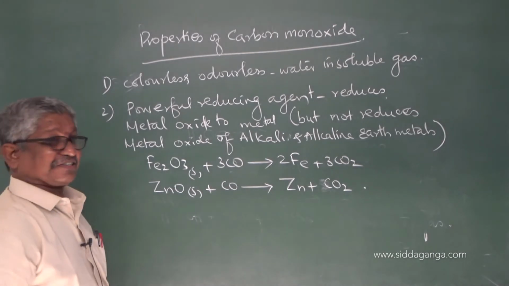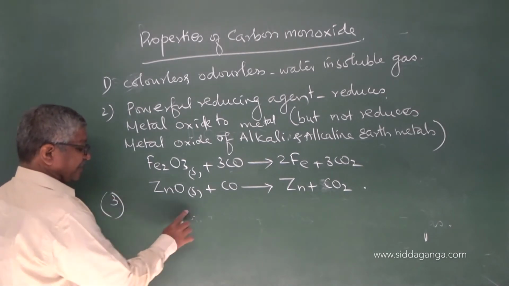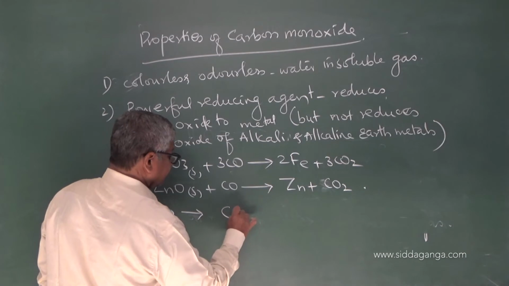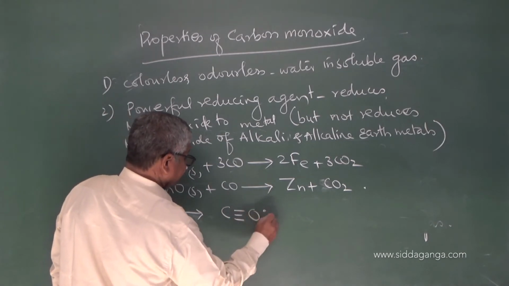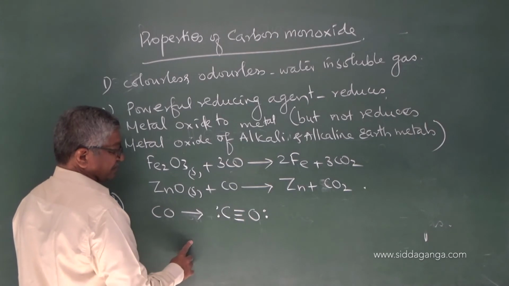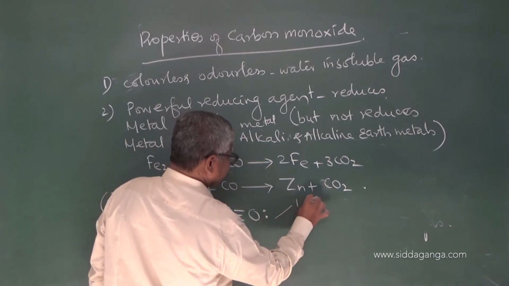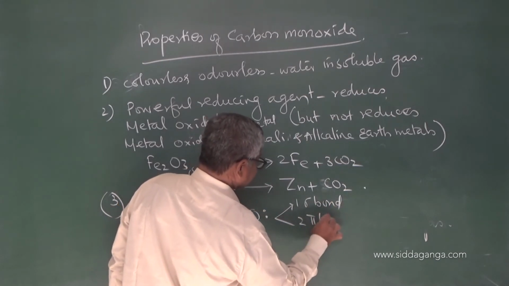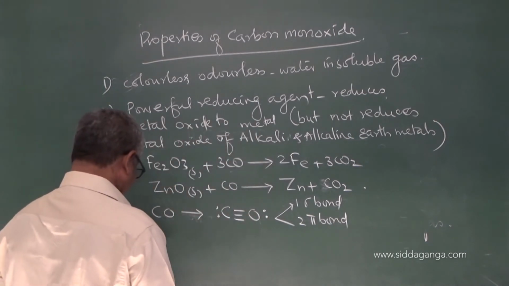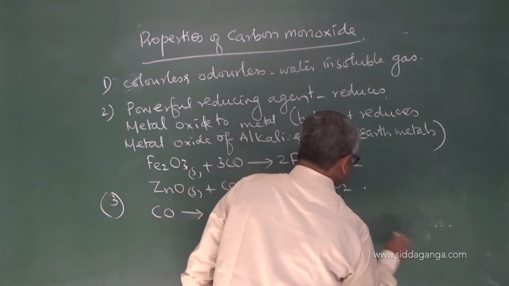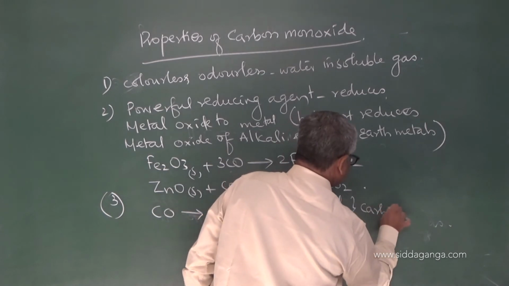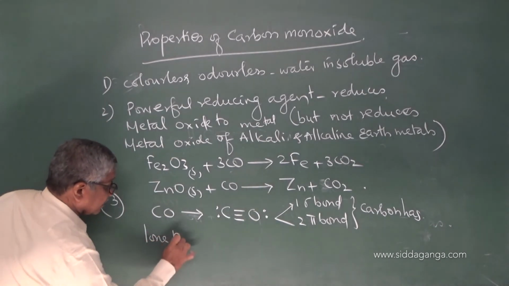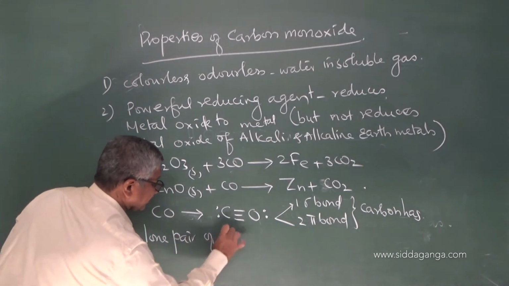So, the third property: I already told you carbon monoxide has 3 bonds with one lone pair of electrons. It has 1 sigma bond and 2 pi bonds. Carbon has a lone pair of electrons.